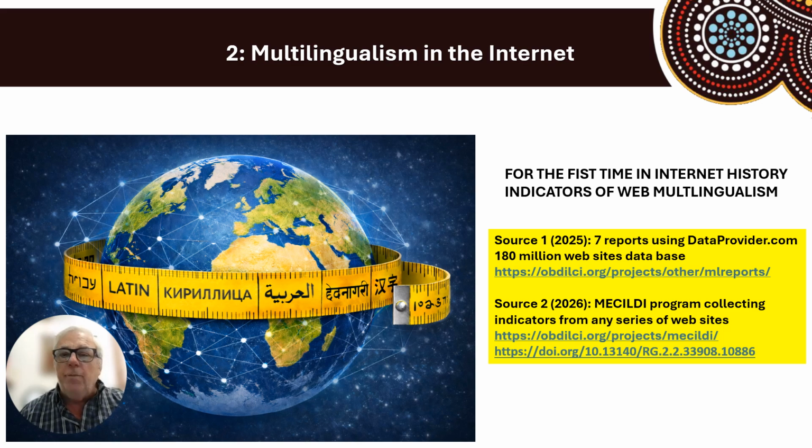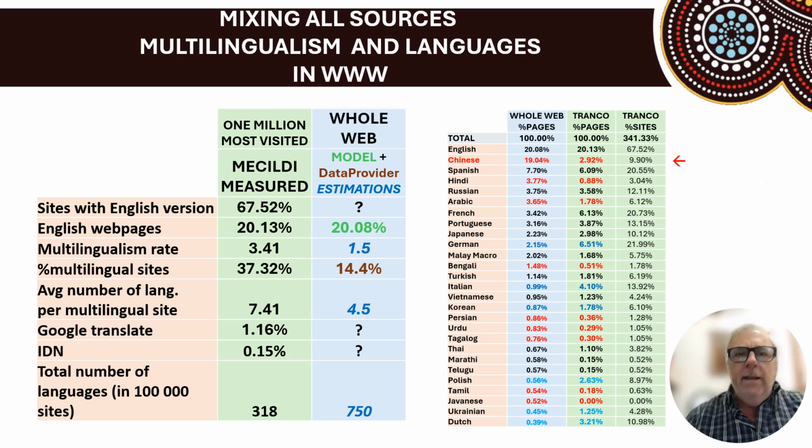We are using two sources. One is dataprovider.com, a database of almost 80 to 90% of existing websites, and we produce many reports from the database. And the second, this year, is a program we have created, able to collect many indicators, language distribution and multilingualism, on any series of websites that we have applied to different fields. Mixing all the sources of our inputs, we can already say today: on the green part, the 1 million most visited websites; on the blue part, the whole web, where we already have some data, not all of it.